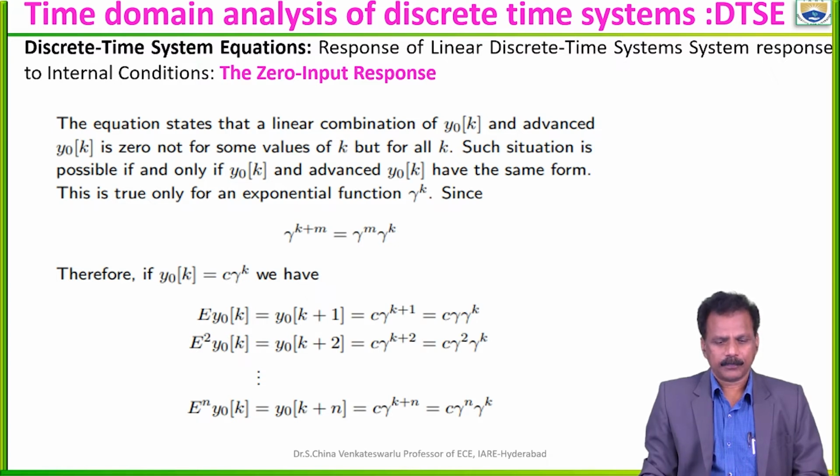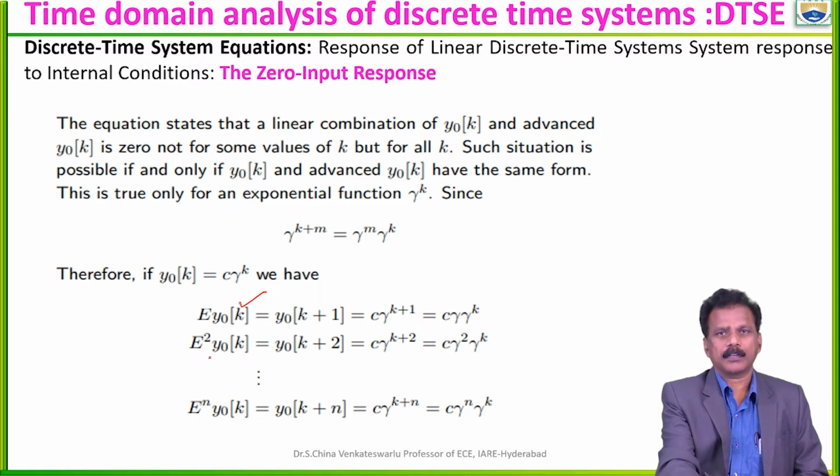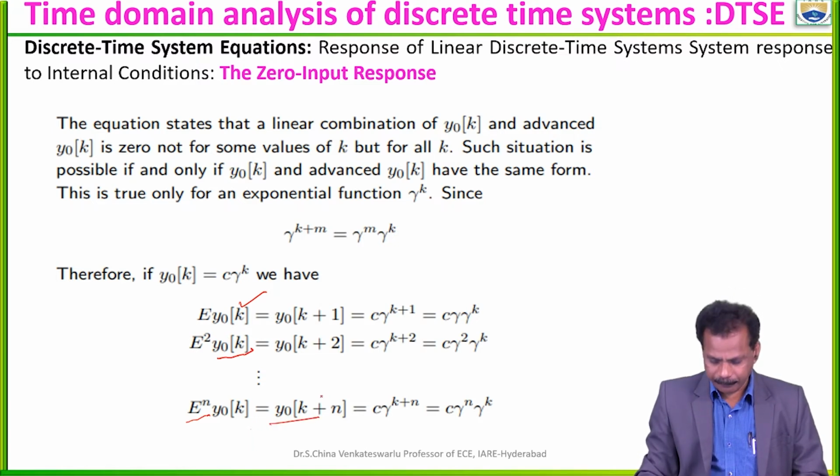Such a situation is possible if and only if y0 of k and advanced y0 of k have the same form. This is true only for an exponential function gamma^k, since gamma^(k+m) is gamma^m times gamma^k. You can analyze that y0 of k, E squared y0 of k, and so on up to E^n y0 of k have the same form. This is true only for the exponential function.